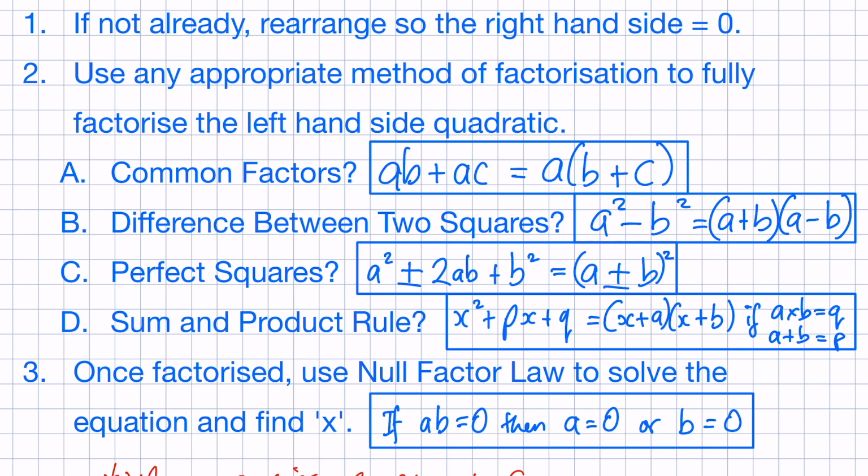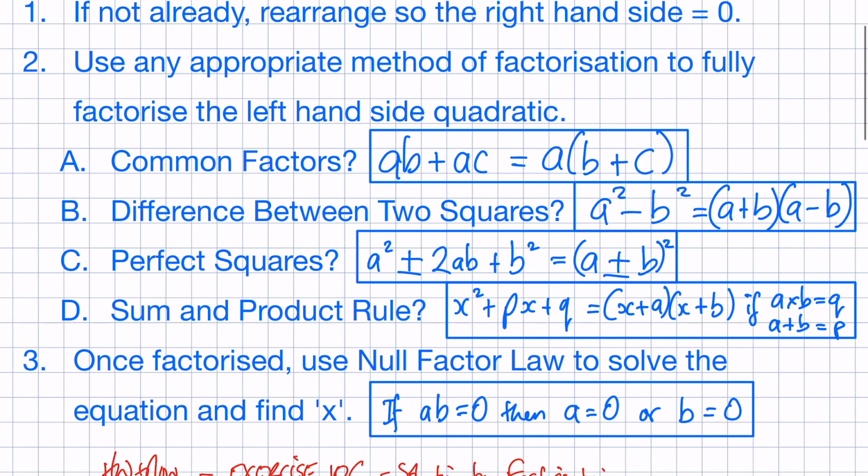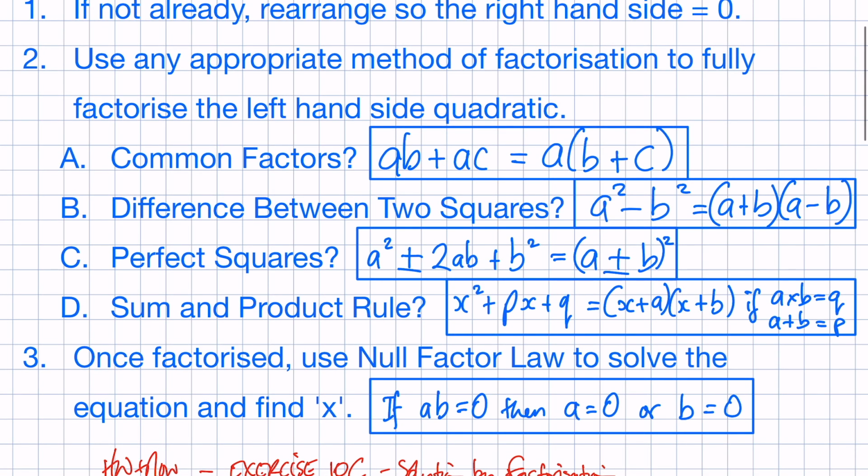So step 3 is where we combine Friday's work with factorization. You use null factor law once you've factorized the equation to find x. What was null factor law? If a times by b equals 0, then a could be 0 or b could also be 0.